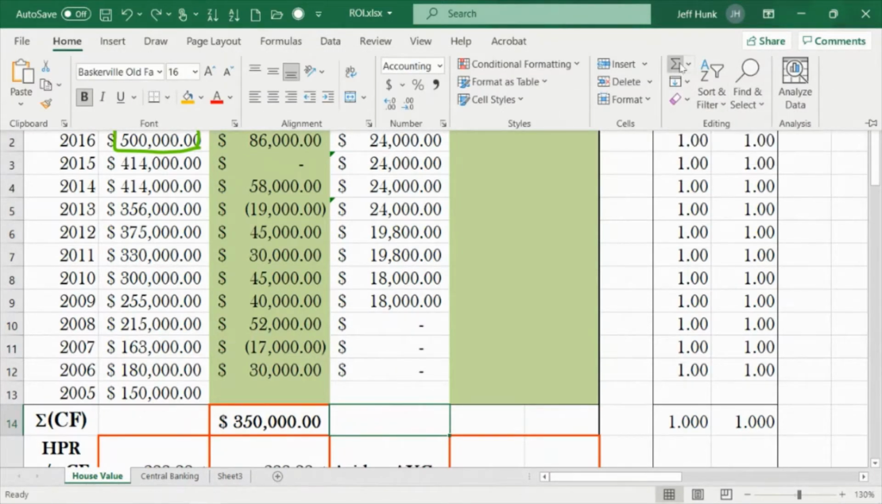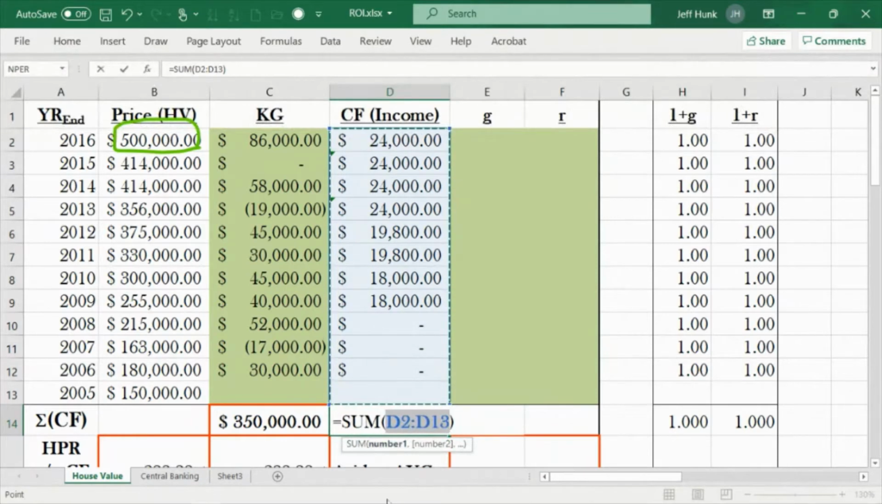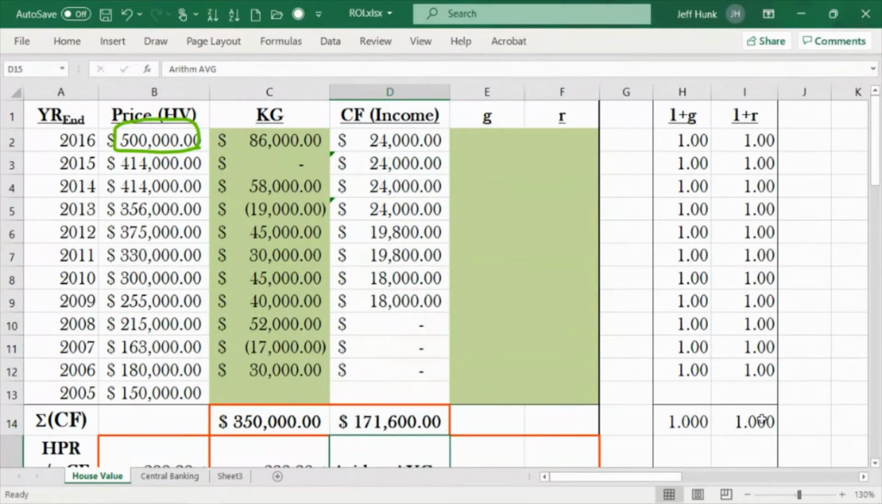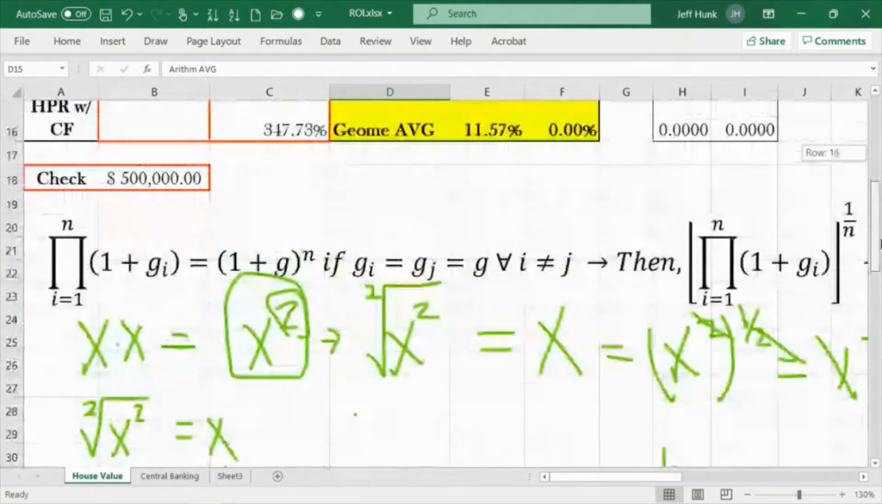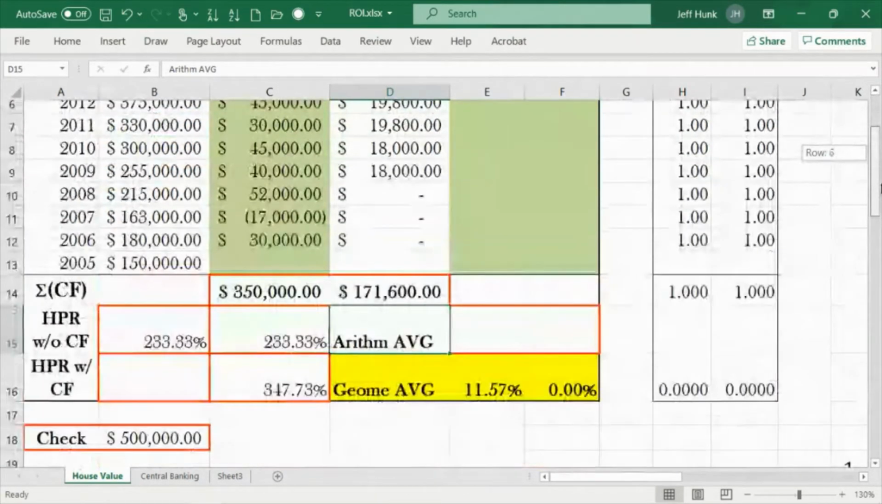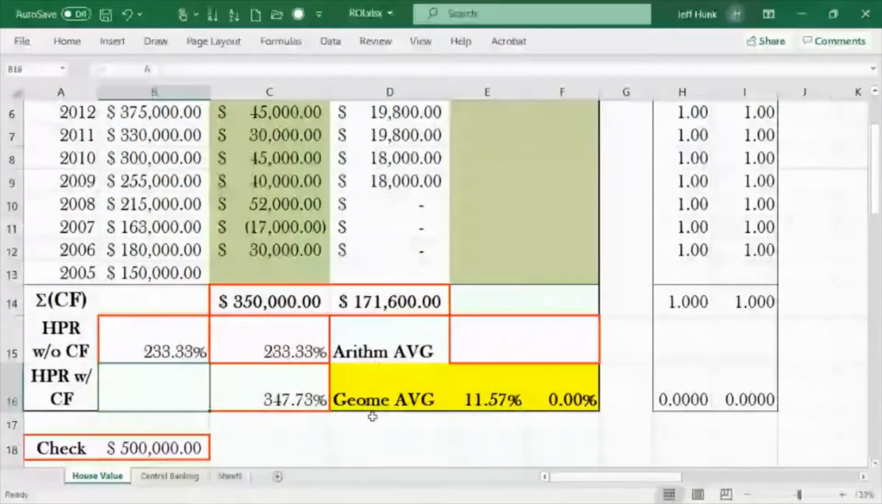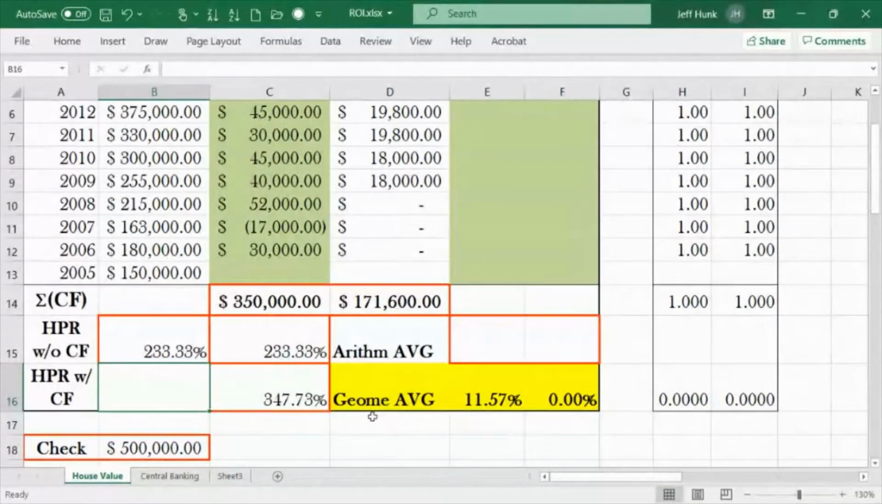That's auto sum. It's going to sum everything above that cell. So it's not that difficult. There you go. That's the additional income, the cash flow. Then let's find out the holding period return with cash flow.